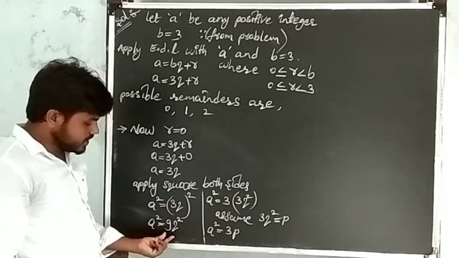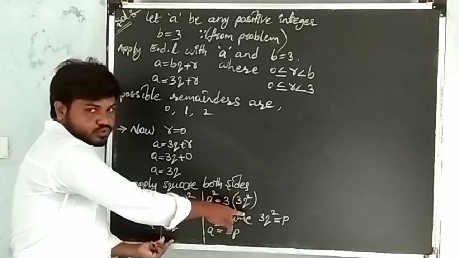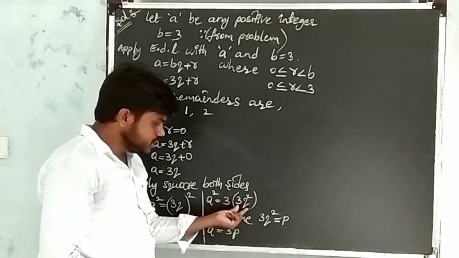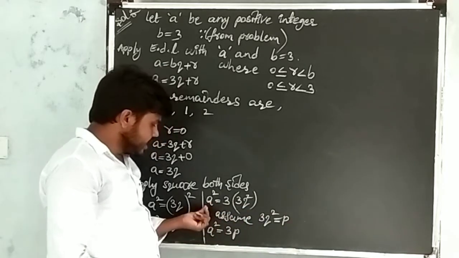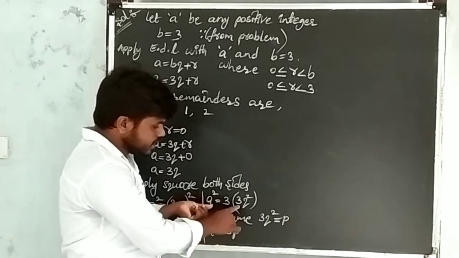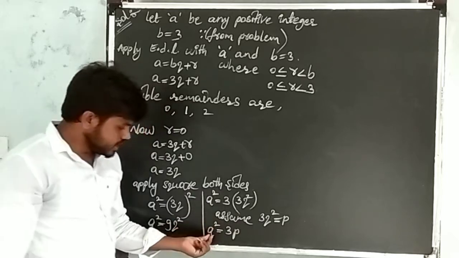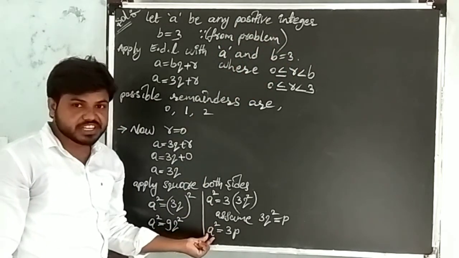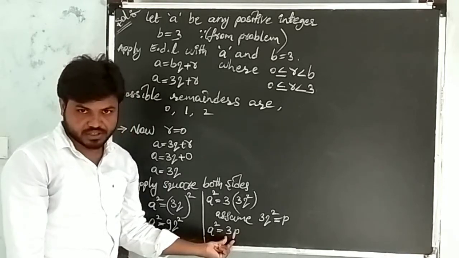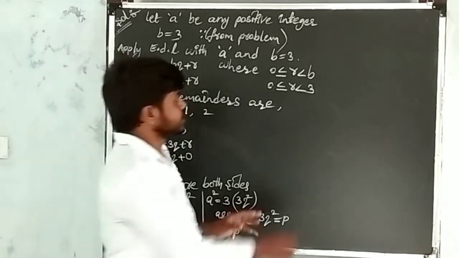3q square. In 9q square, what is left? 3q square. Okay, see, assume this 3q square as p. So a square is equal to 3p. 3q square is what? p. And a is what here? A positive integer. The square of a positive integer is of the form 3p. One form we got.